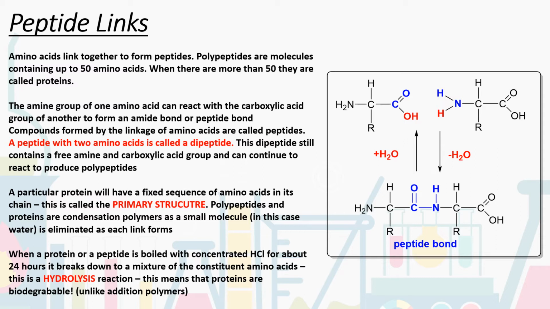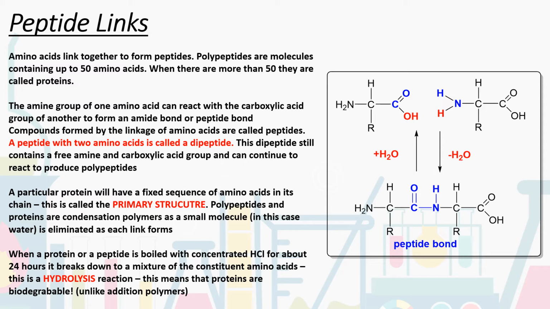And so polypeptides and proteins are what we call condensation polymers. It's where we have eliminated a small molecule, in this case water. When our carboxylic acid and our amine group react together, we lose a molecule of water, i.e. a condensation, and we end up forming our polymer as the link forms.